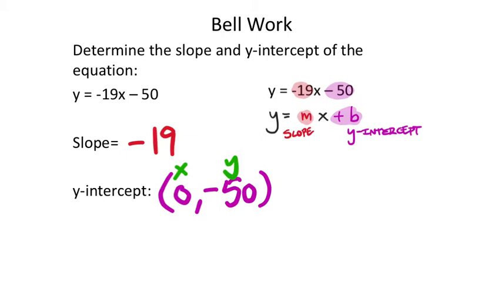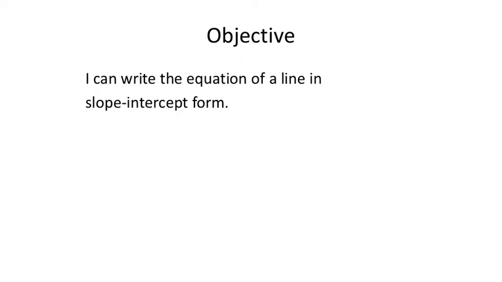Just as a quick note, because we've gone over this already, the slope is negative 19, but if you were to graph this, like we did last time, the negative would tell you to go down 19, and then we made it over 1. That's so we can see the rise and the run. Down 19 and then to the right 1. Down 19 to the right 1 from where? That's where this ordered pair comes from. From (0, negative 50), you'd go down 19 to the right 1, and that gives you the next point.